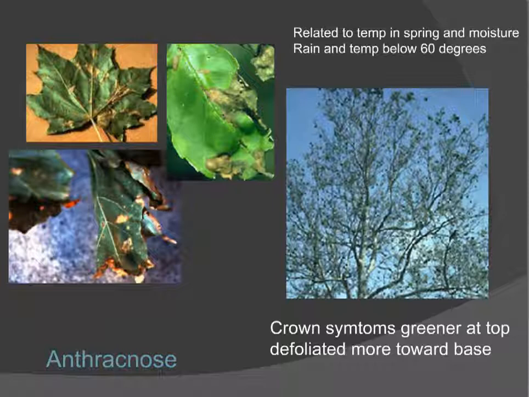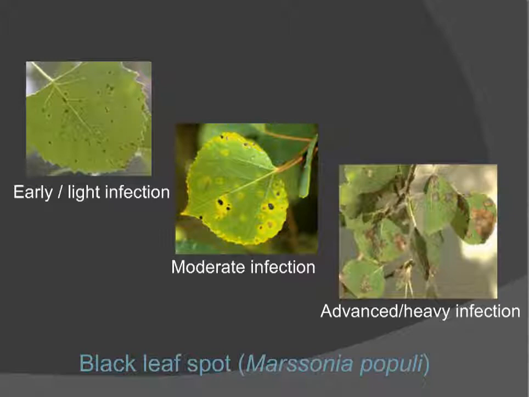So crown symptoms, when you're driving by and you're looking at the crown, the lower part will be defoliated more toward the base, and then you'll have large leaves and greener at the top. Black leaf spot or Marssonina leaf spot has pretty much the same conditions as far as cold, wet springs. Aspen and cottonwood are the main problems with this one. Earlier light infection, you have just a few small spots. Moderate infection and heavy infection, you'll see early defoliation.